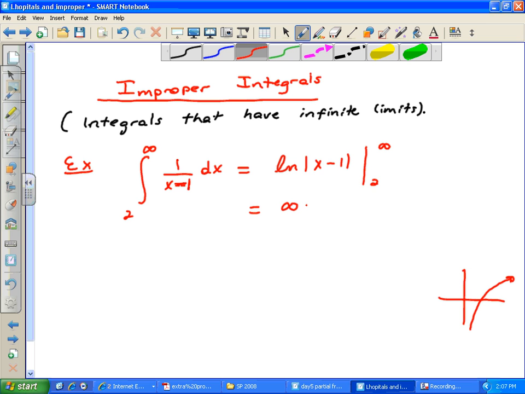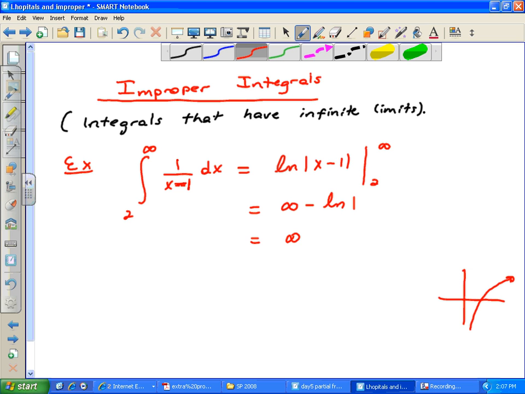Minus, plug in the lower limit now. That's ln of 2 minus 1, or ln of 1. And it could have been any constant. It wouldn't have made a difference. Infinity minus a constant number is still going to be infinity because, again, infinity basically represents a quantity getting larger and larger in these examples because we're taking a limit as x goes to infinity. So the answer is infinite.